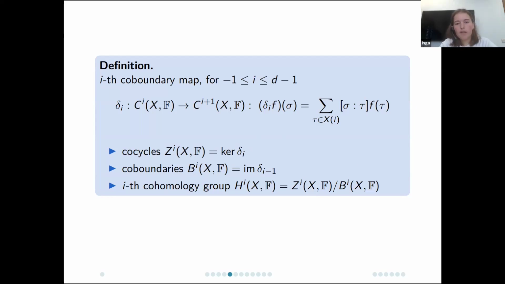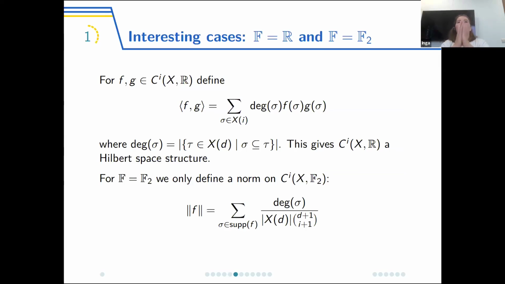Okay. So much for the cohomology of simplicial complexes. Next, we want to measure the expansion. We want to measure the connectivity. So we need some kind of norm or inner product again. And here I will restrict myself to two different cases for the coefficients in the abelian group F. For the first one, I want to look at coefficients in the real numbers.